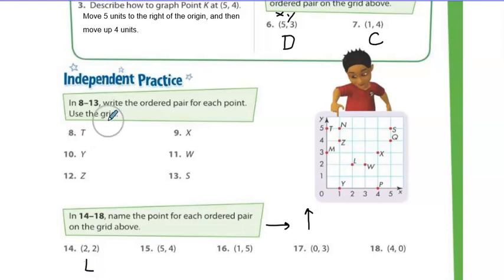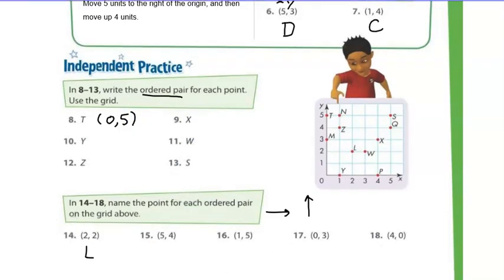For T, this is where we're actually writing the ordered pair. So if I want to find T, so T is right here. You want to think, what number is it hovering above on the x-axis, which is right here, and that's going to be 0. And then you want to know what is it straight across from on the y-axis, which is going to be these numbers right here, and that number is 5. So then my ordered pair for T would be 0, 5. So I want you to do the leftover questions on that independent practice.